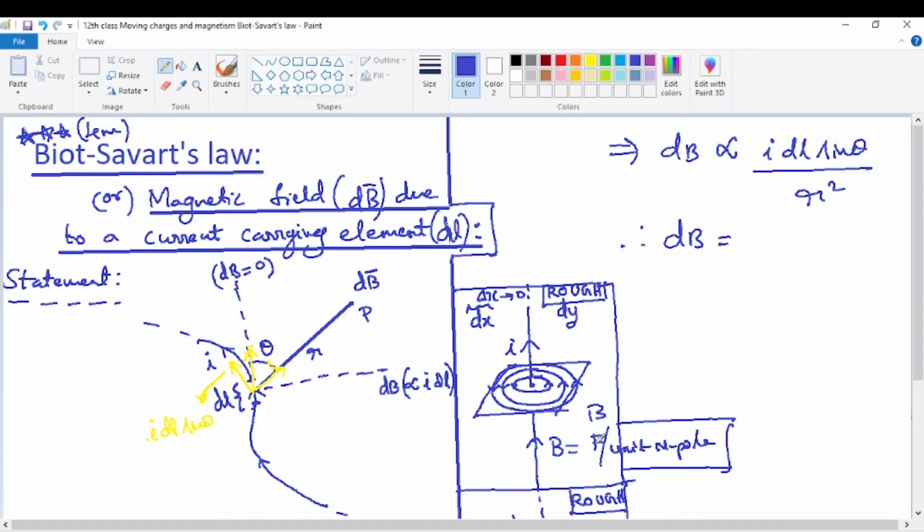Force exerted by one charge on another charge is given by Coulomb's inverse square law in electricity. Like that, force exerted by one magnetic pole on another magnetic pole is given by Coulomb's inverse square law in magnetism. Now, based on the Coulomb's inverse square law, this proportionality constant has been determined. What is the proportionality constant in Coulomb's inverse square law in magnetism?